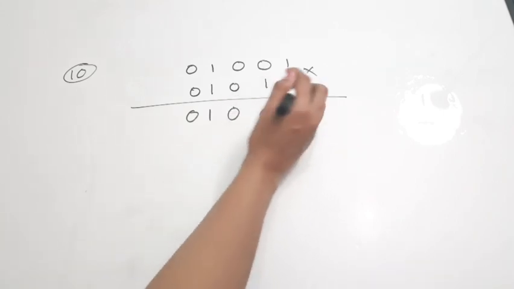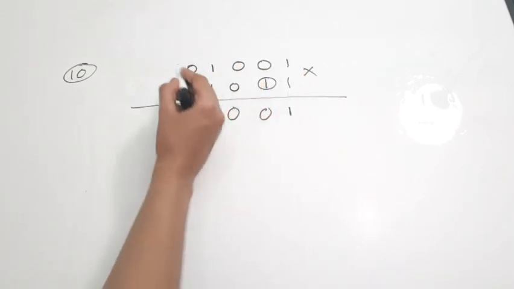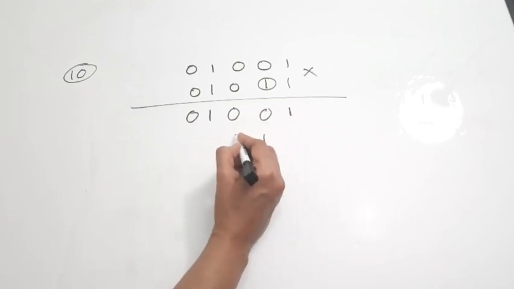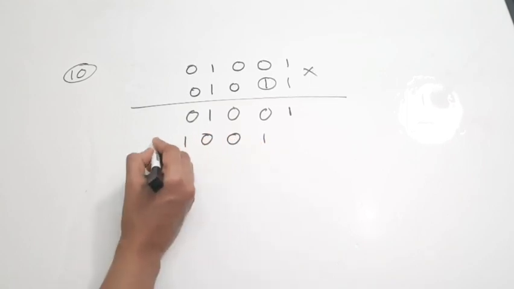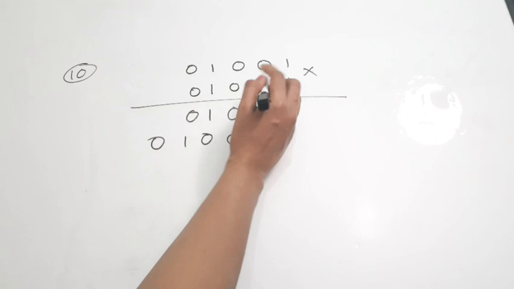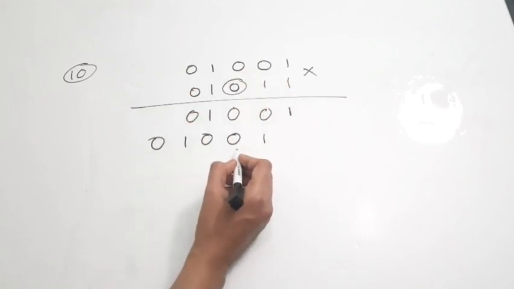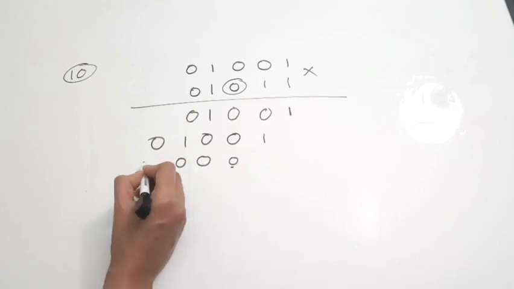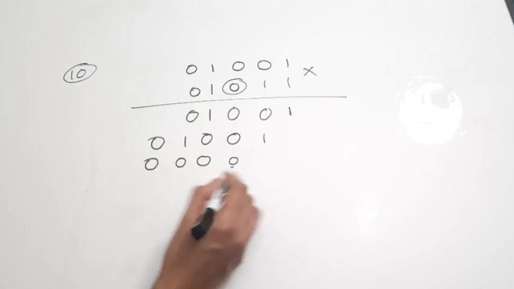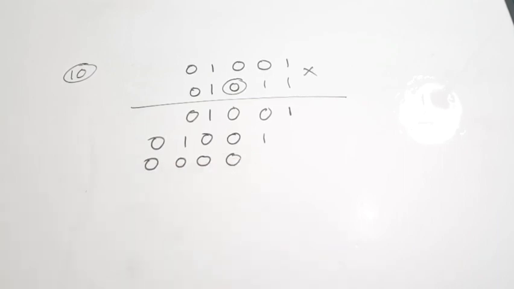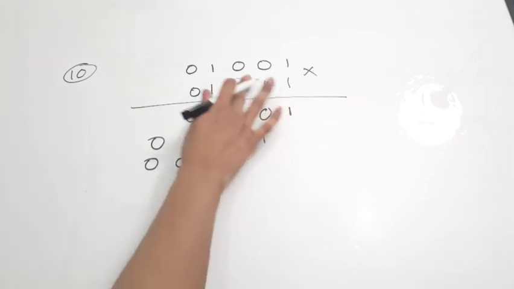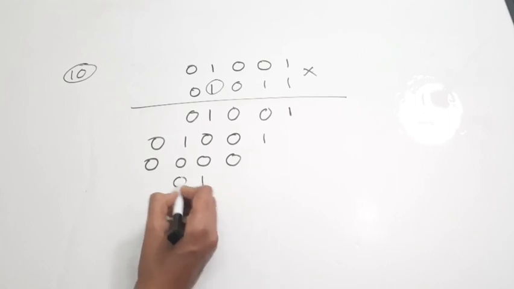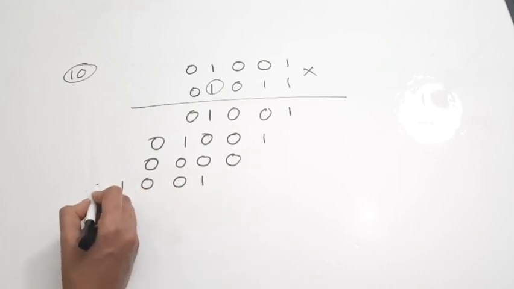Now, take the next number, which is this one. Again, take the product and start writing from here. So it will be 1, 0, 0, 1 and 0. Next, take this number, that is 0, and multiply and start writing from here: 0, 0, 0 and 0. Next, again a 1. So you take this 1 and take the product. You'll be getting 1, 0, 0, 1 and 0.